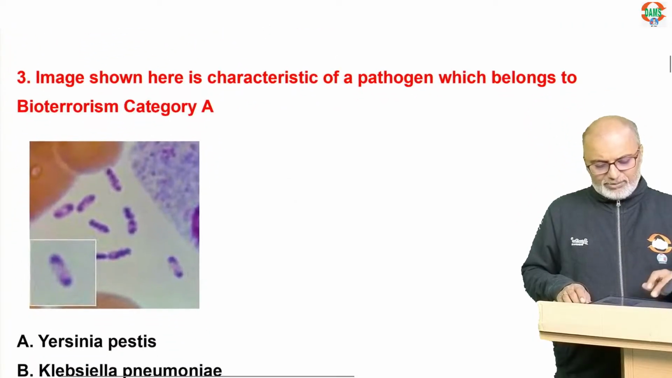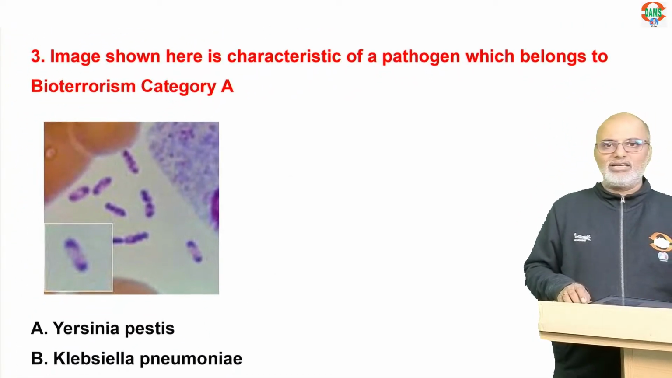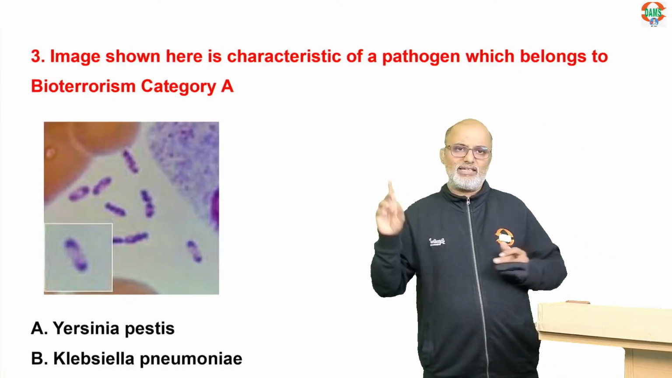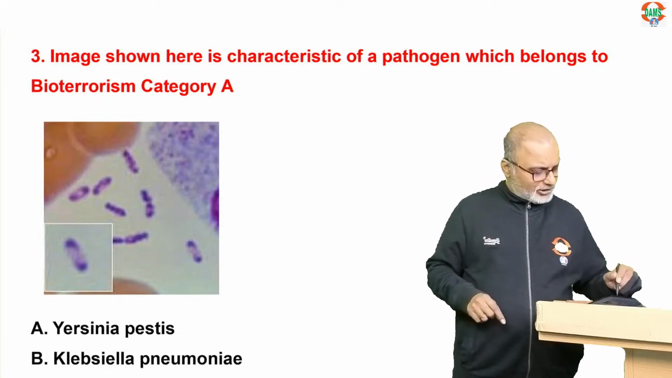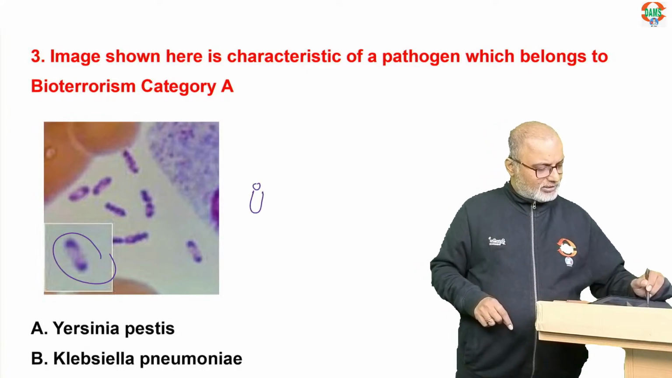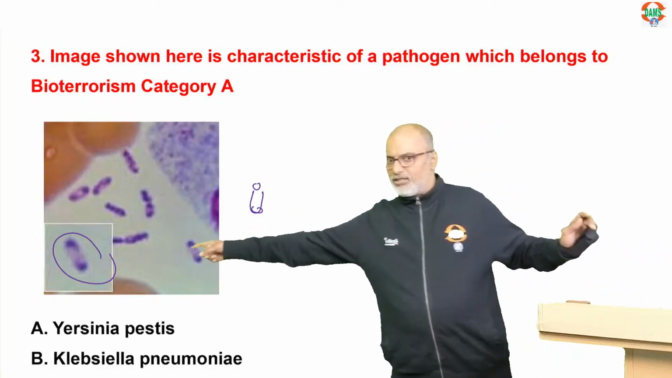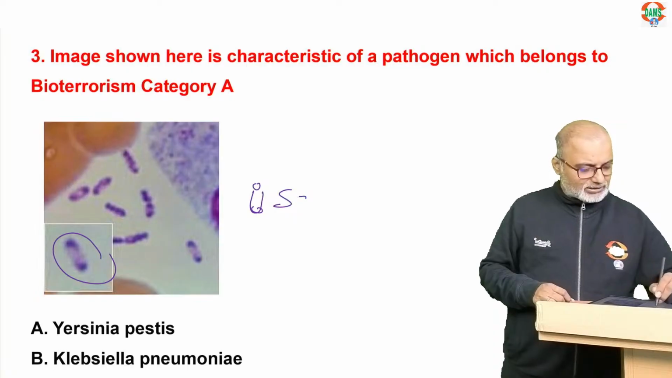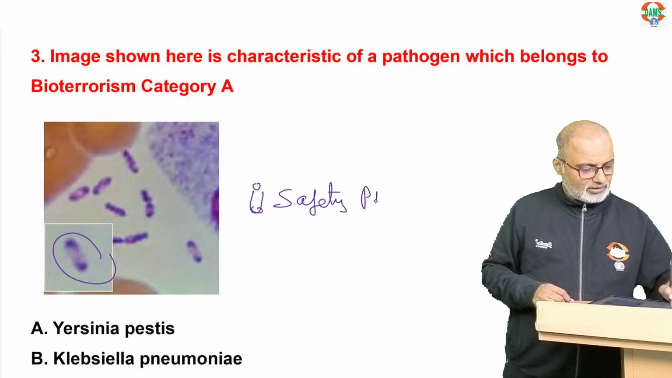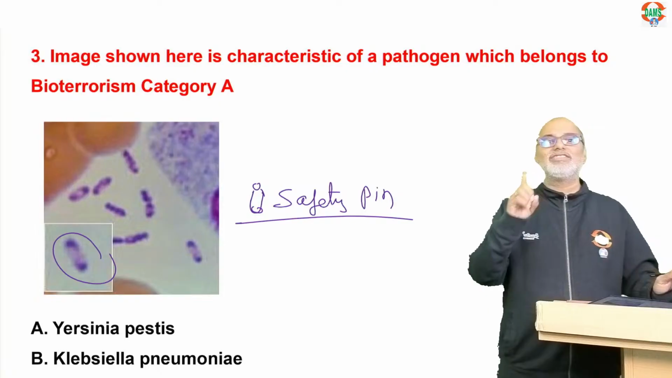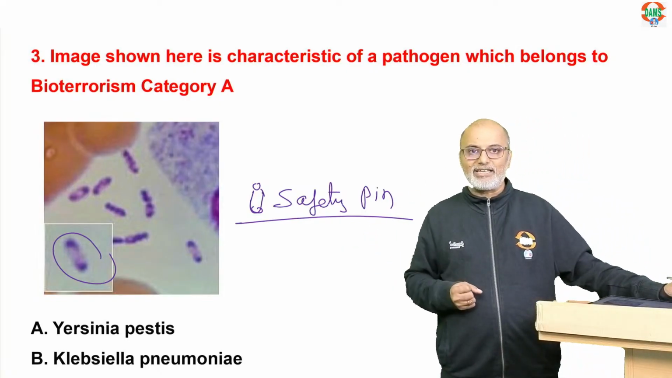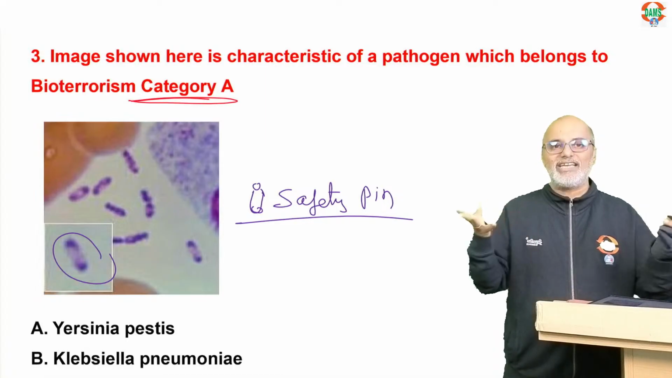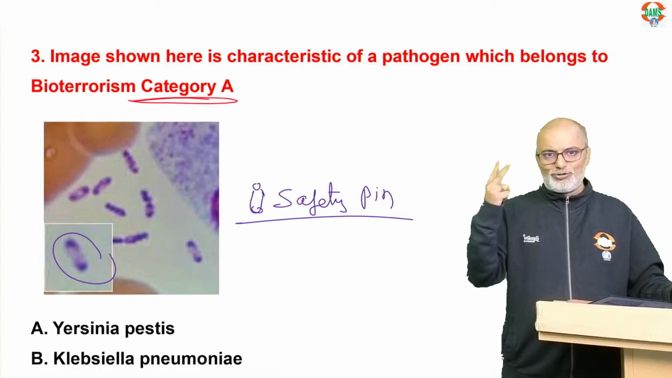Next is, image shown here is characteristic of pathogen which belongs to bioterrorism category A. One stone, two mango. We can discuss in two ways. One is image. See the image carefully, exactly how they look like. It looks like safety pin appearance. So I can discuss bacteria which have safety pin appearance, bipolar staining. Or another way, I can discuss agents of bioterrorism category A. So you should know two things.